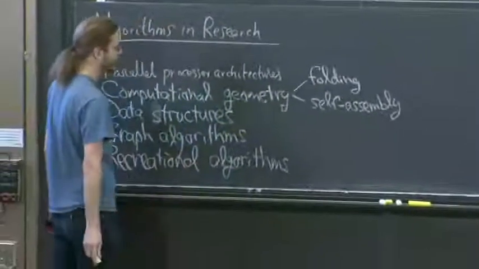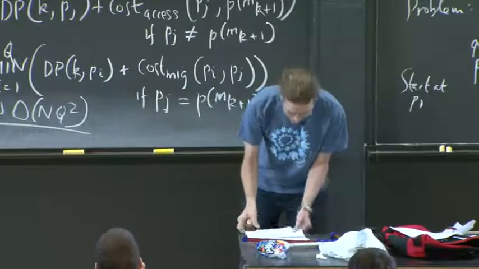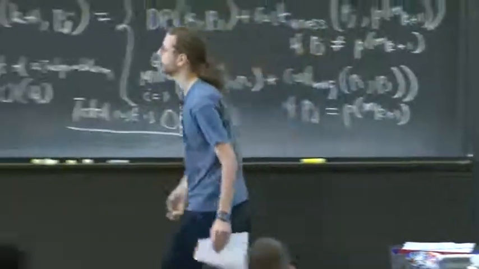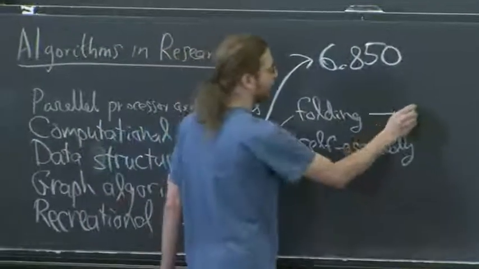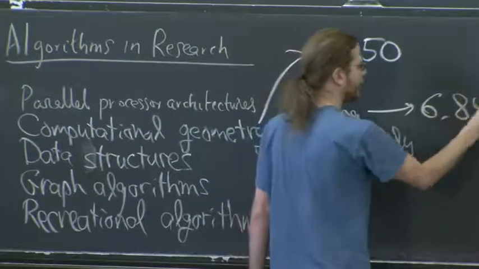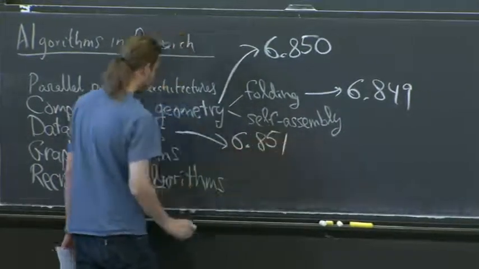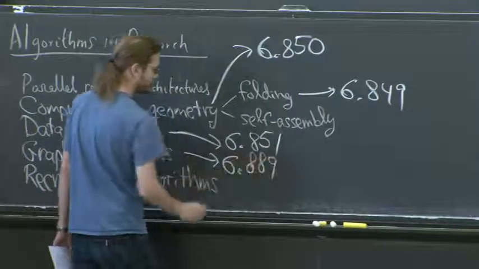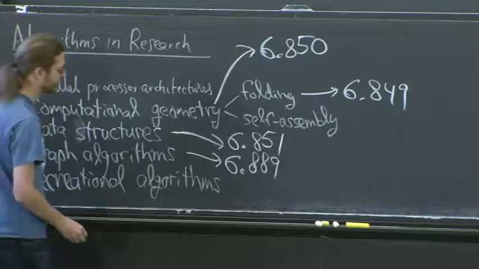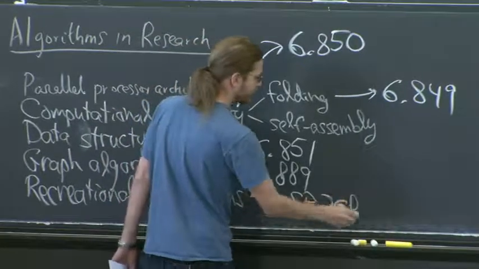If you're interested in more about this stuff, computational geometry in general is, I'm not going to remember all the numbers. 6850. That's a class I don't teach. Folding is 6849. Data structures is 6851. And graphs was being taught this semester in parallel with this class, 6889. And recreational algorithms isn't fully covered, but you could check out SP268, which was offered last semester.